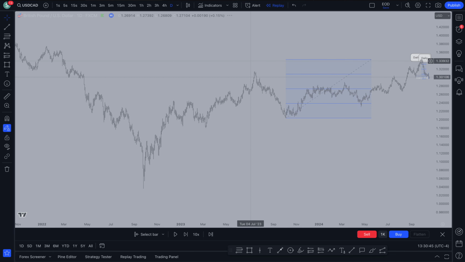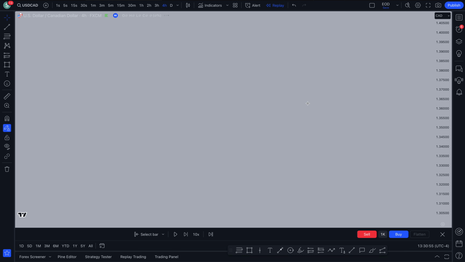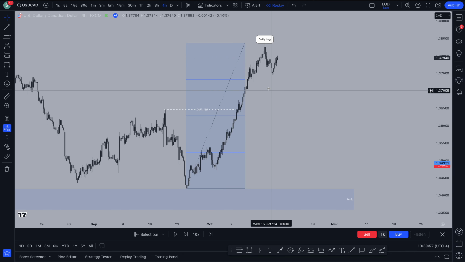So let's go on to USDCAD. So USDCAD has been bullish. Daily swing is bullish. Daily leg is also bullish. Our 4-hour is most likely also bullish. Yep, there it is.